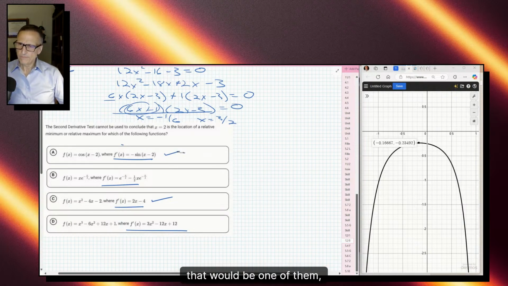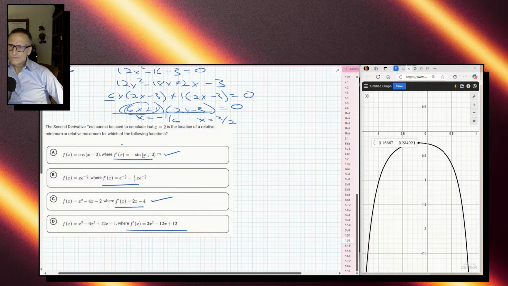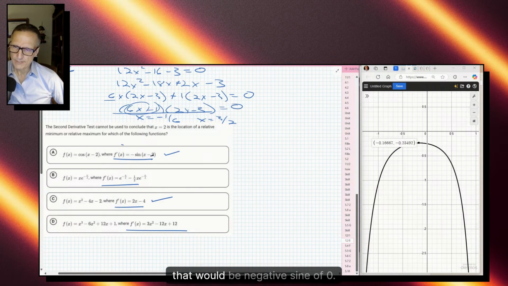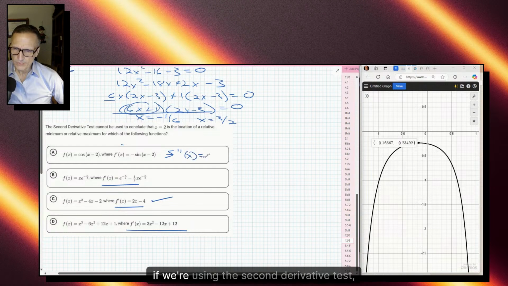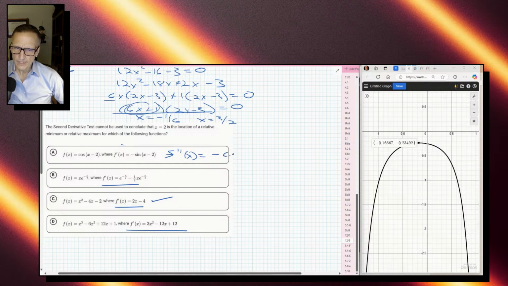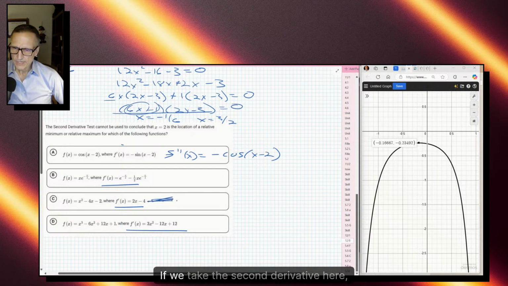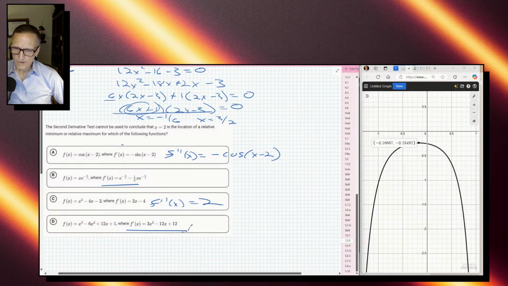That would be one of them. Right? No. If x is 2, yeah, that would be negative sine of 0. So the derivative here, oh, we have to go second derivative. So the thing here is if we're using the second derivative test, we would have to then call this negative cosine x minus 2. If we take the second derivative here, that's definitely not going to be a 0.